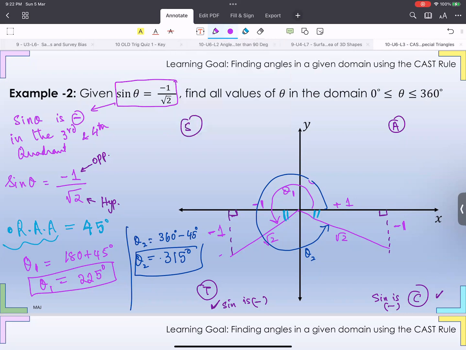So your final answer, you just combine them and say the solution is theta is 225 or 315 degrees.